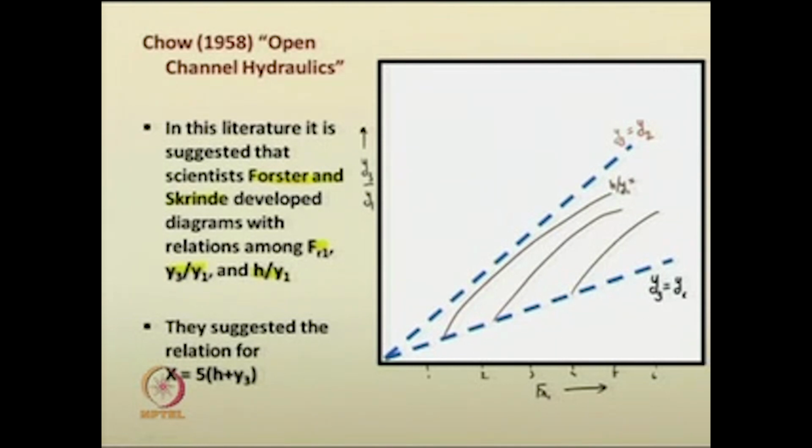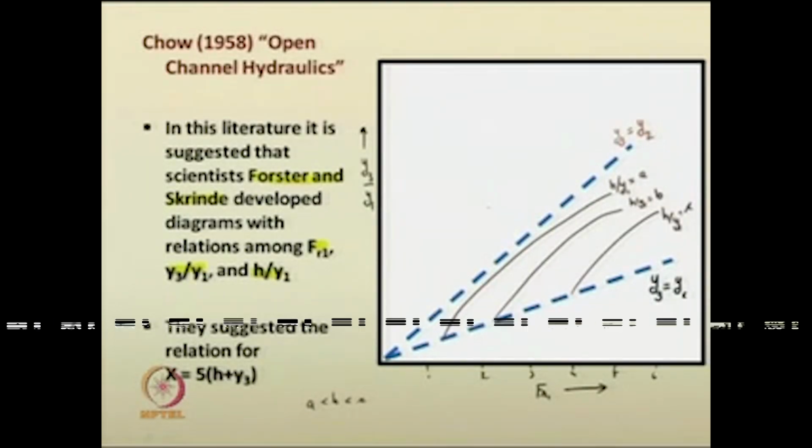So, let us say this is h by y1 equal to some numerical value a, h by y1 equal to some numerical value b, h by y1 equal to some numerical value c. So, definitely a is less than b, it is less than c in this design criteria. So, if you have such things, then for the given condition you can easily find what could be the tailwater depth easily.